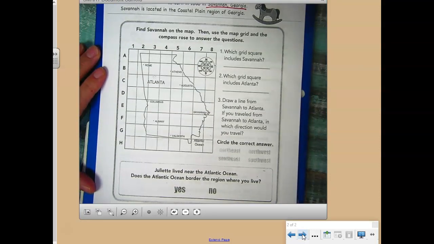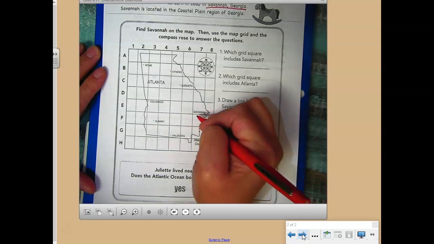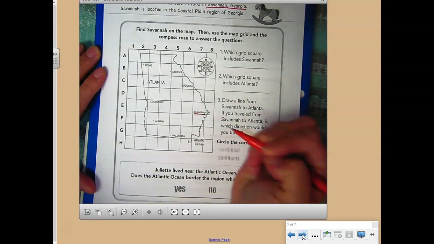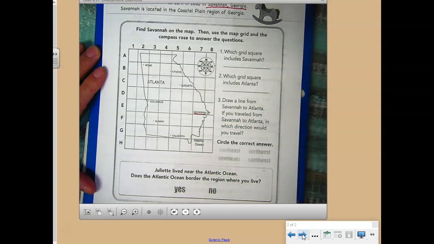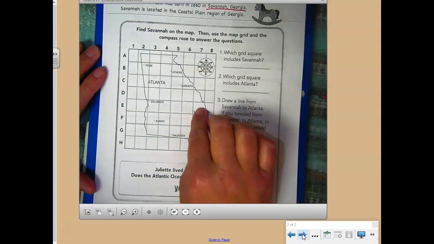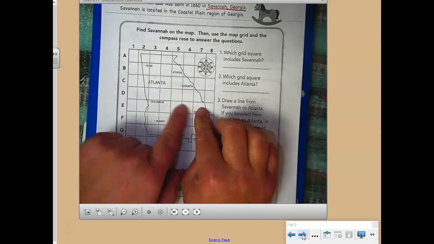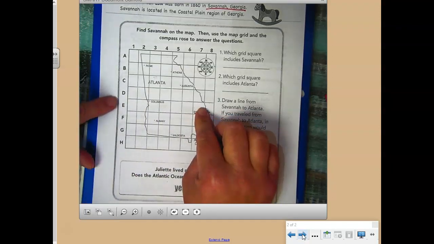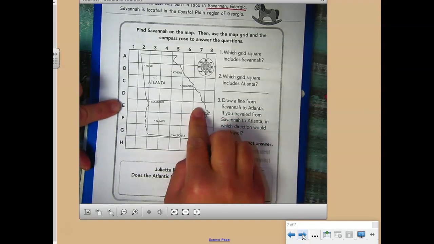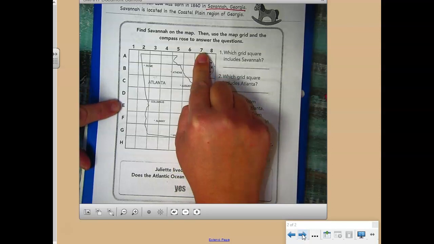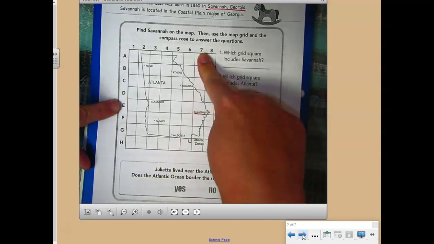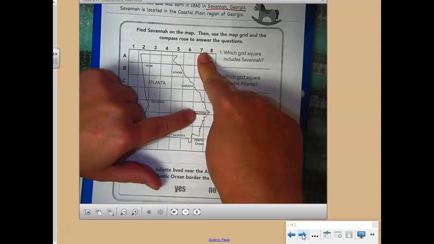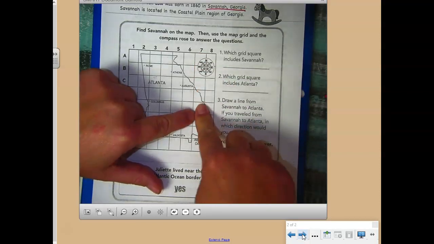Which grid square includes Savannah? All right, so here's Savannah. We've got to figure out which grid square that is. All right, so we're here. So we go over. We're at E. And we go up, that is 7. So Savannah is E7.